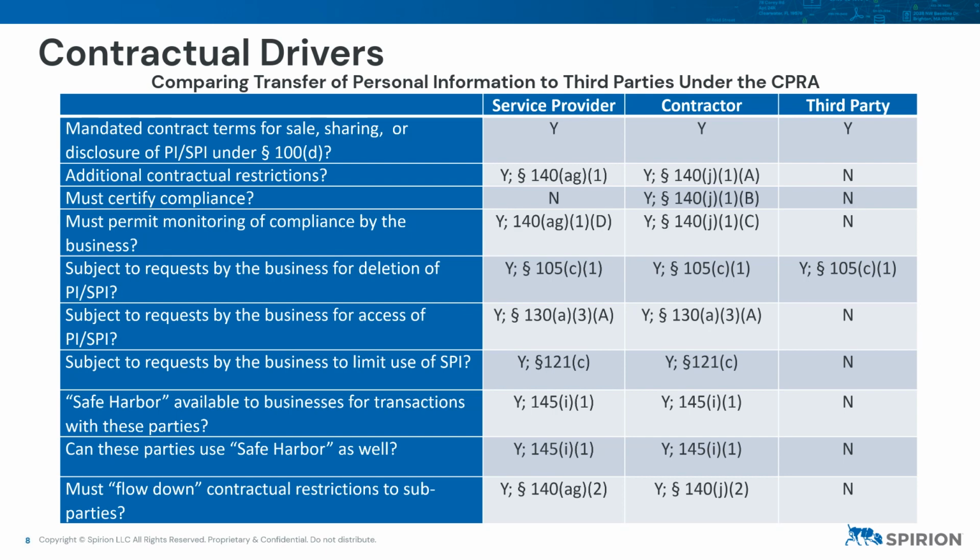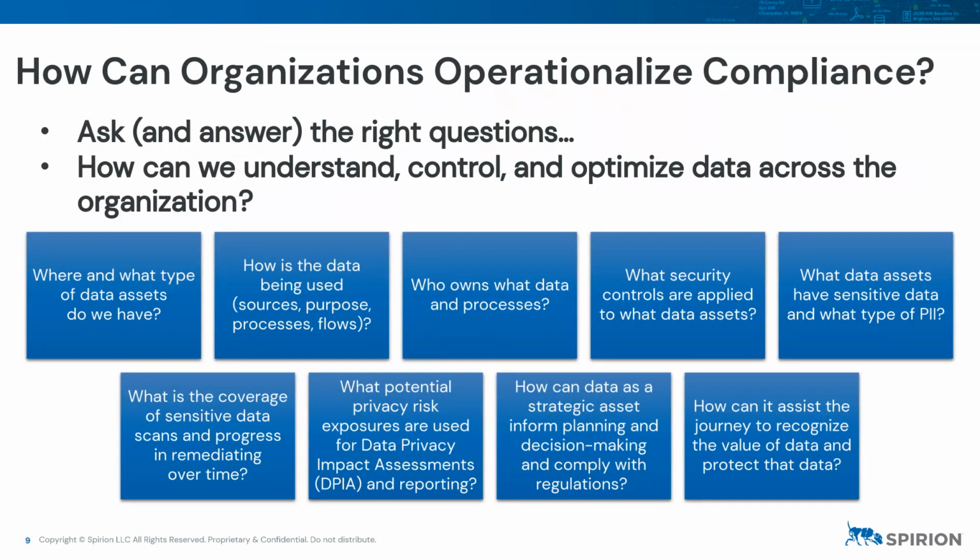Got it. So that leads into our next question, which is, this is a really big and complex problem. How can you begin to operationalize compliance? Well, it appears that the answer is going to be to ask the right questions. There are a number of questions here, such as what and where are our data types and what do they have? Who owns what data in the process? What security controls do we have? How are we going to dispose of these data elements? And how do we report on it?